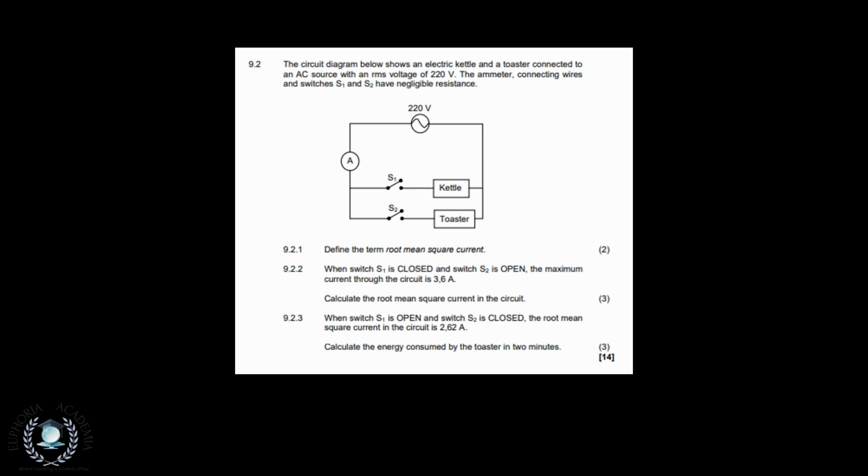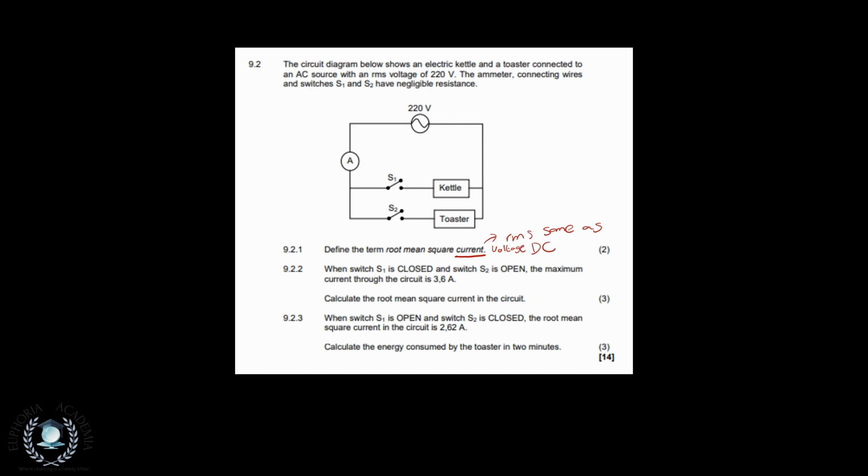Okay, so question 9.2.1 is asking for the definition, right? So just get your keywords right. Essentially what you need to know is that the RMS value of the AC current is the same current value that we would have if we were using a DC source. All right, so RMS, same as DC current or voltage. It just matters if they're asking about the current or the voltage.